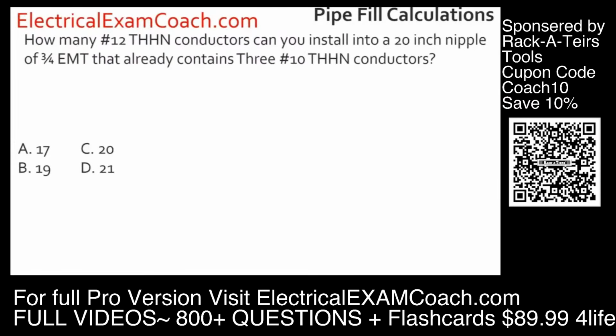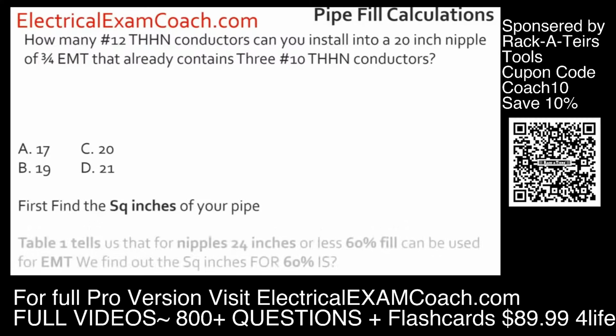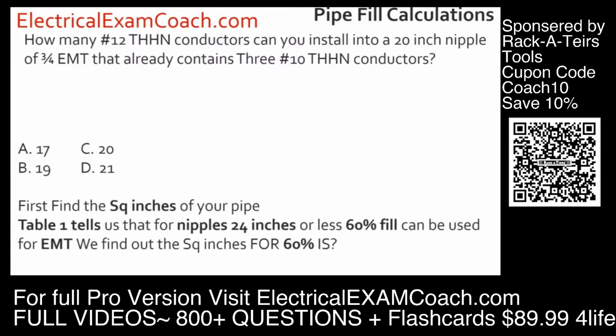How many number 12 THHN conductors can you install into a 20-inch nipple of EMT that already contains 3 number 10 THHN conductors? First, we're going to find the square inches of our pipe. We found out previously that Table 1 tells us for nipples that are 24 inches or less, we are going to use the 60% fill when using EMT.